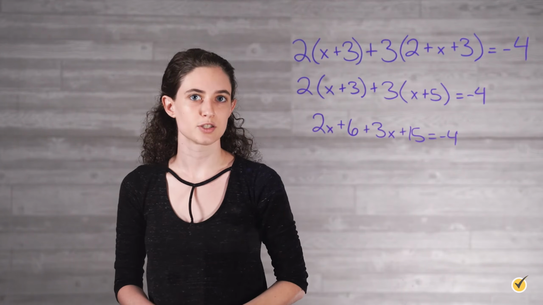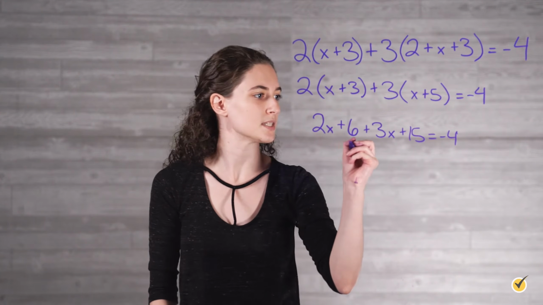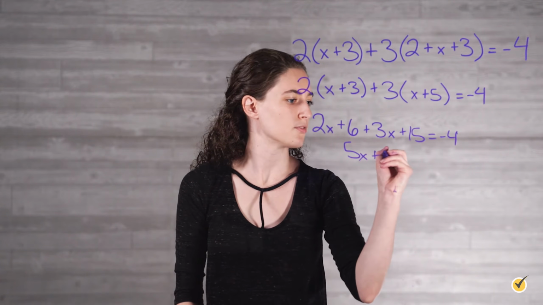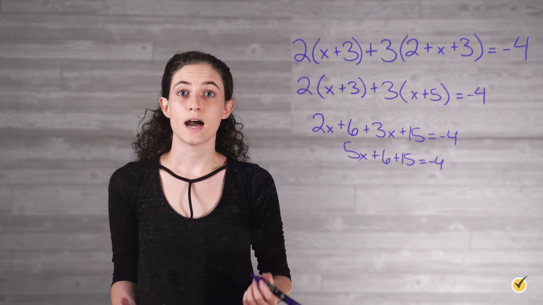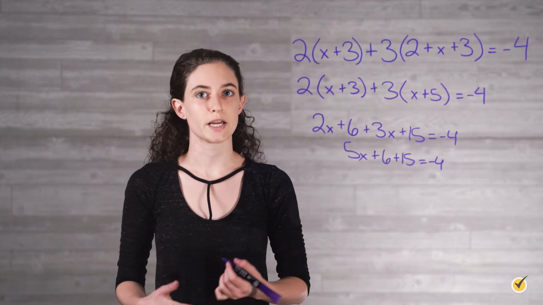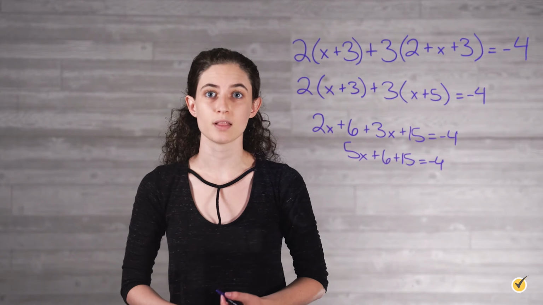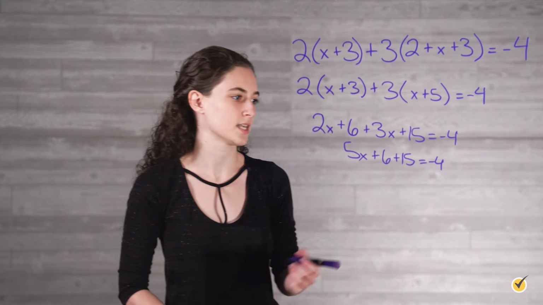The 2x and 3x terms are like terms, so we can add them together to get 5x plus 6 plus 15 equals -4. Now the constants 6, 15, and -4 are also like terms, and we can combine them as well. Subtracting 6 and 15 from both sides of the equation will give us this.